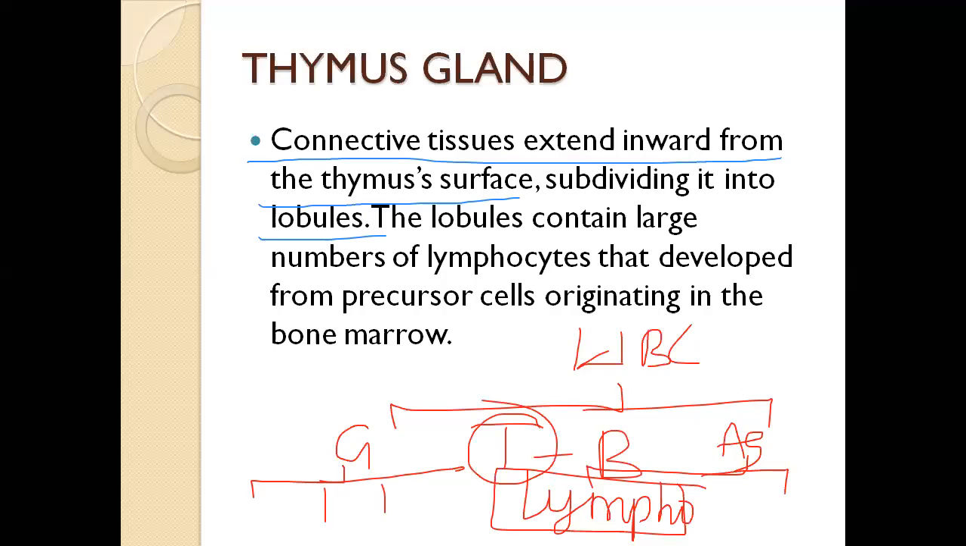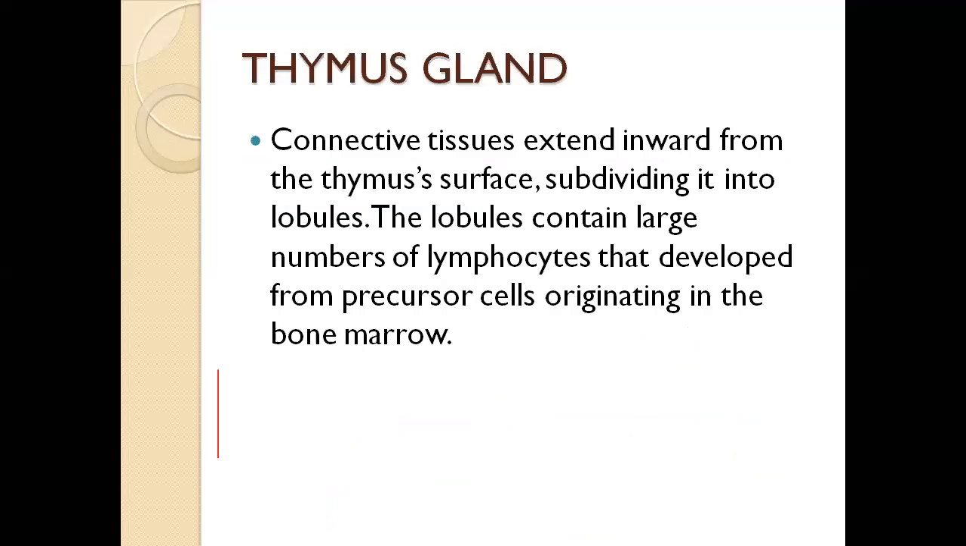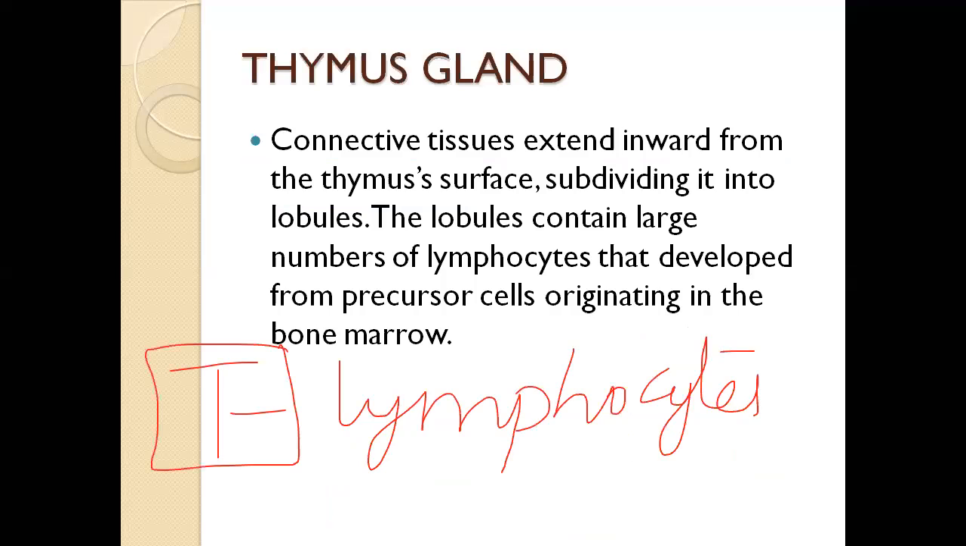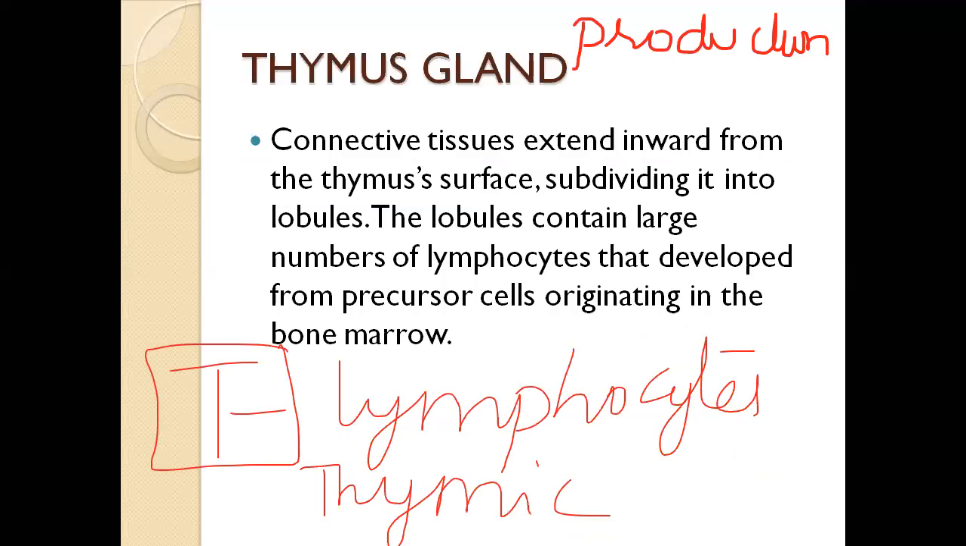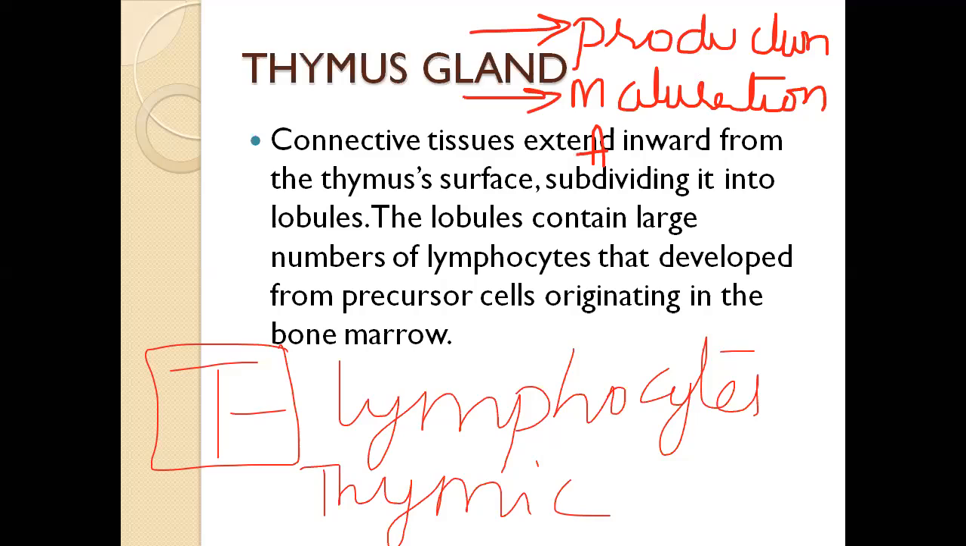So now our hero is the T lymphocyte. Let's talk about the T lymphocyte. What is the meaning of T? T means thymic lymphocytes. For any lymphocyte, there are three stages: production, maturation, and activation.